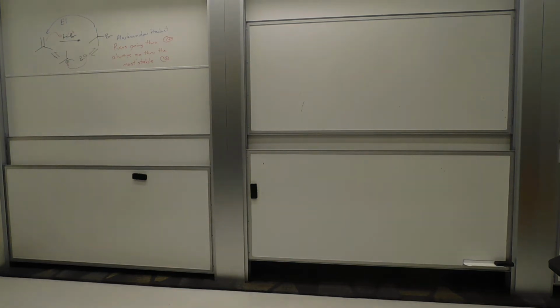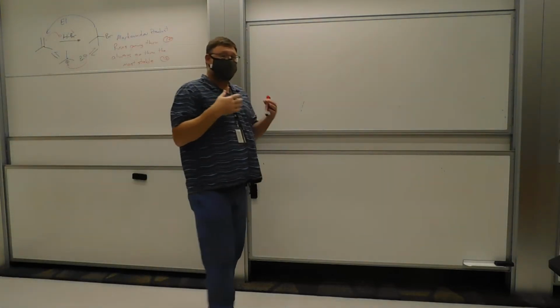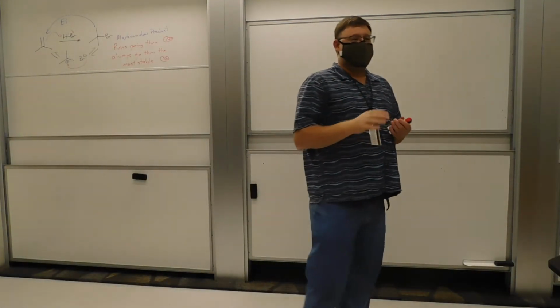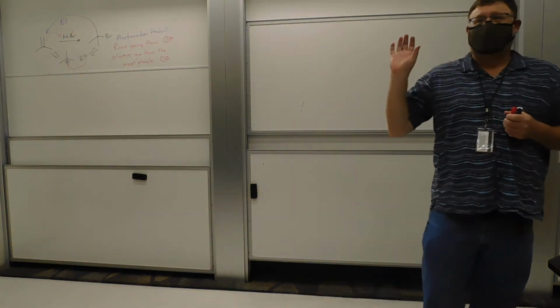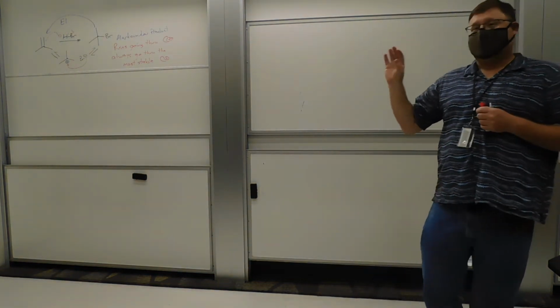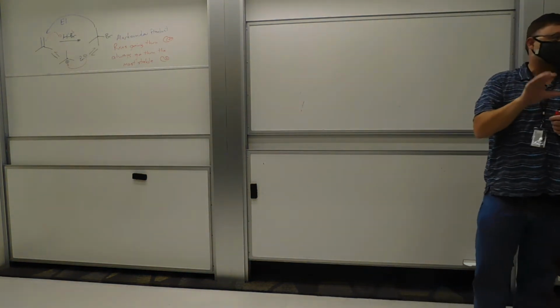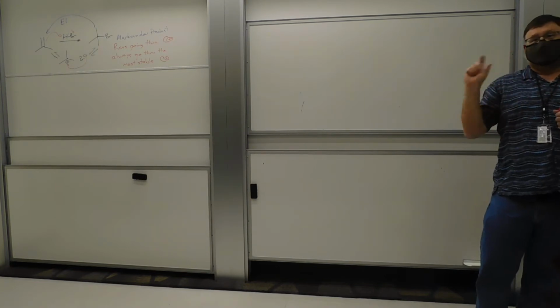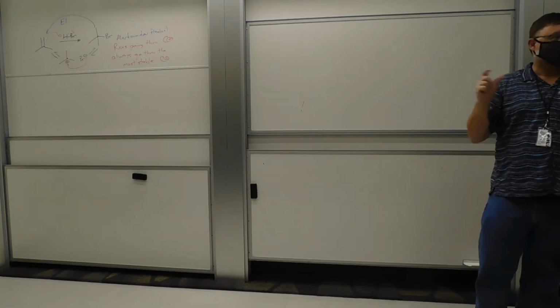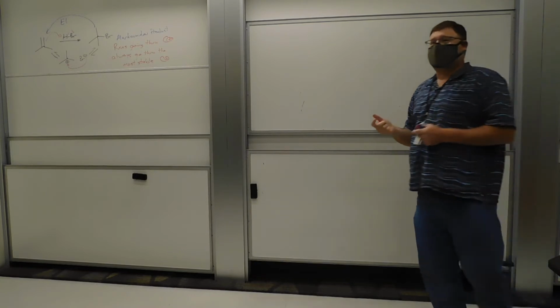A better way to think about Markovnikov's rule is what I've written in red there, that when a reaction goes through a carbocation, it's always going to go through the most stable carbocation, right? And so if an intermediate in the reaction is a carbocation, and it's possible to make more than one cation, you're going to make the one that's most stable.